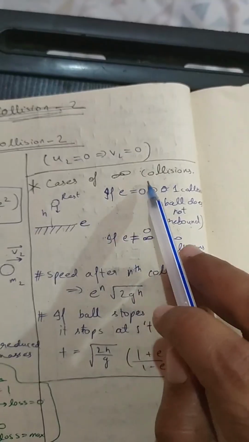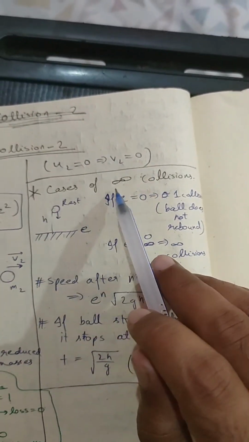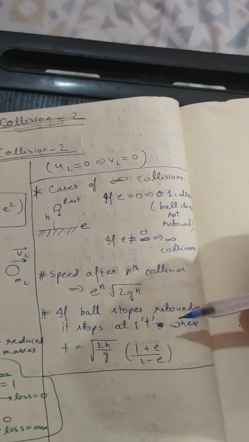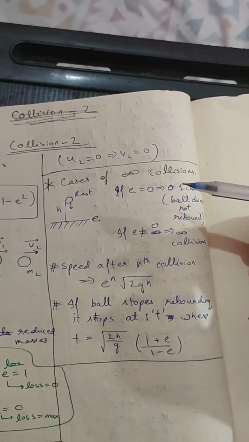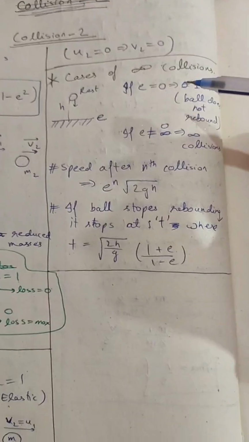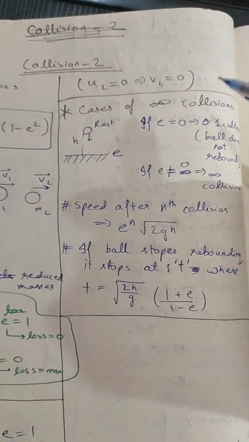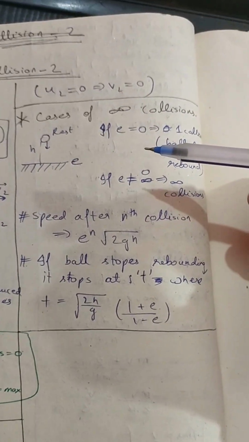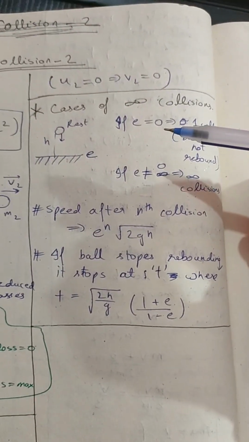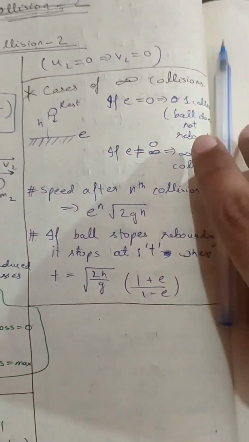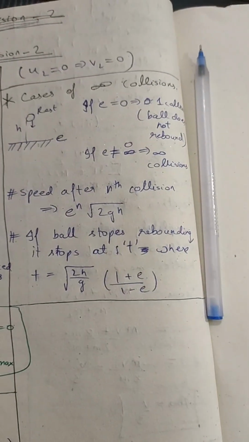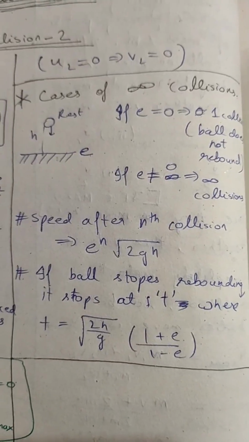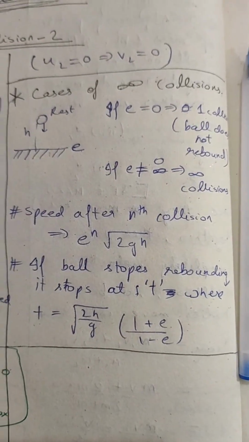Then we have cases of infinite collisions. This is a JEE Main topic; it will not come in boards most of the time, it has never come, but you can say in class, in JEE it can come. It is very important, because sometimes it can come in the numerical or question part, because we have two formulas here. So let's understand this concept.